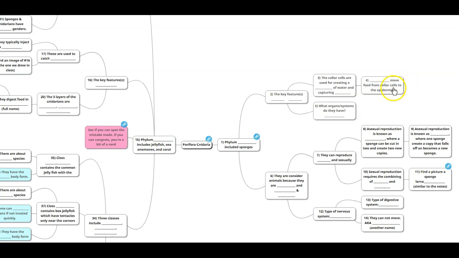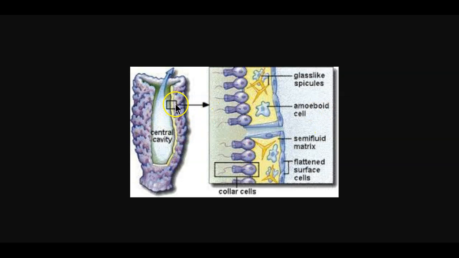Now, what moves food from the collar cell to the epidermis? If we zoom in, you have collar cells capturing food on one side, and your epidermis on the other side. These weird cells called amoebocytes will pick up food here and deliver it to the epidermis. We did an activity with Starburst, if you remember in class, where one picks it up on this side, and then there's one in charge of taking it all the way across to the other side. Again, those are called amoebocytes.